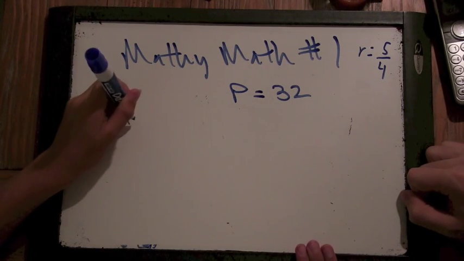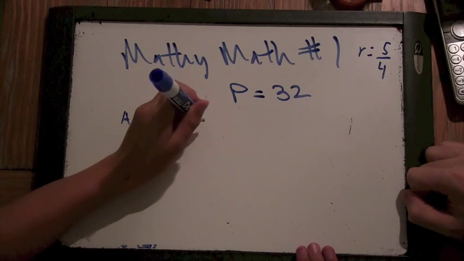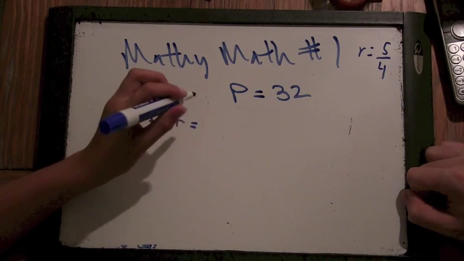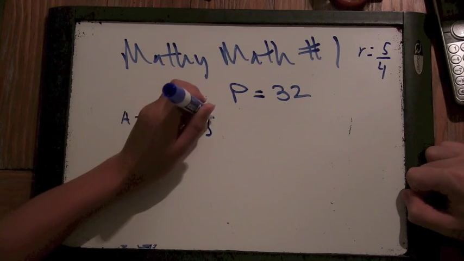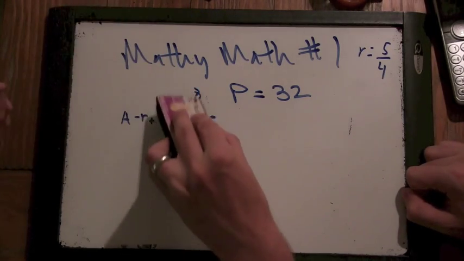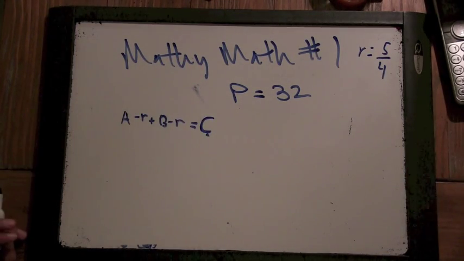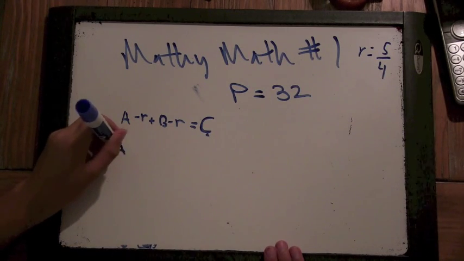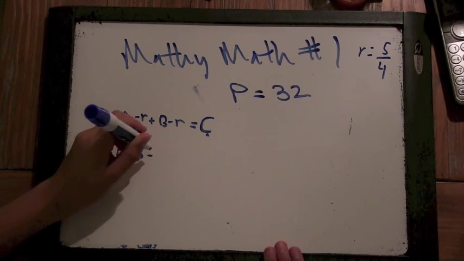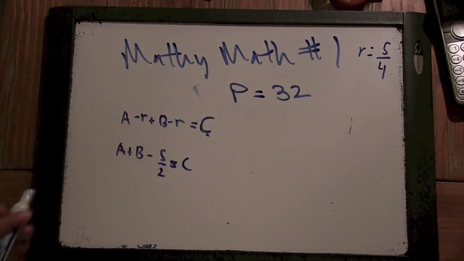What equation do we know for C right now? A minus R plus B minus R equals, we think, the semi-perimeter. But let's not try to see; let's just write down what we know. When you're solving the problem, you don't know that yet. You know this equals C, from the picture from before. And we just found the radius, which is 5/4. So A plus B minus 5 halves is C.